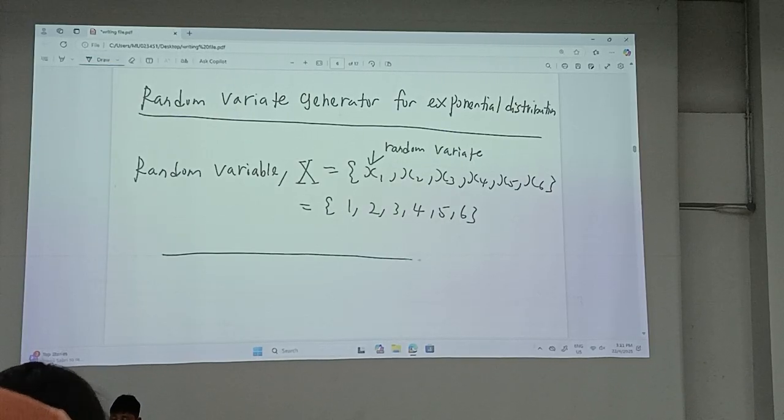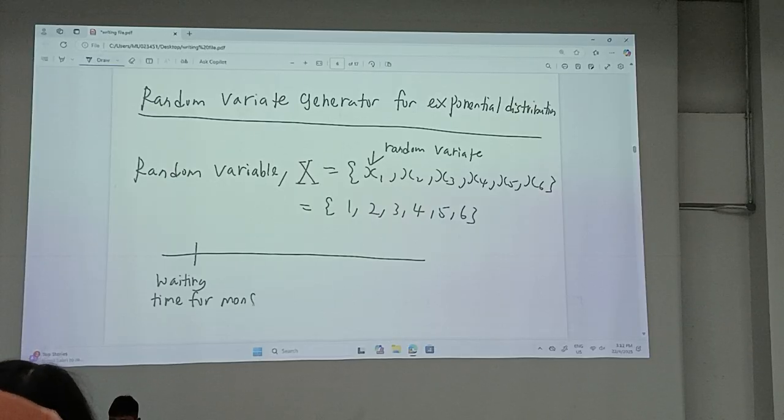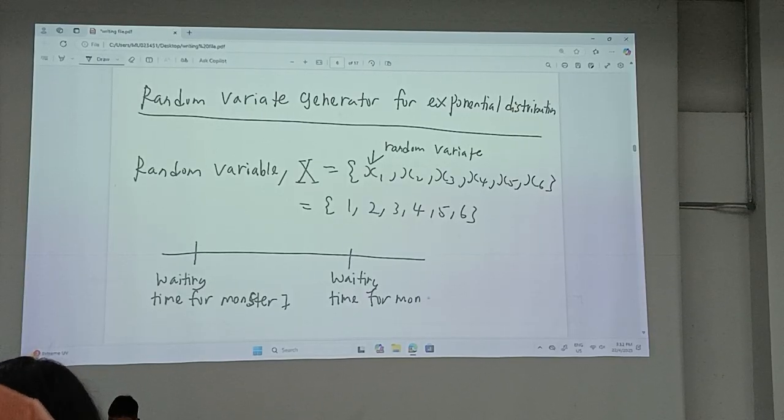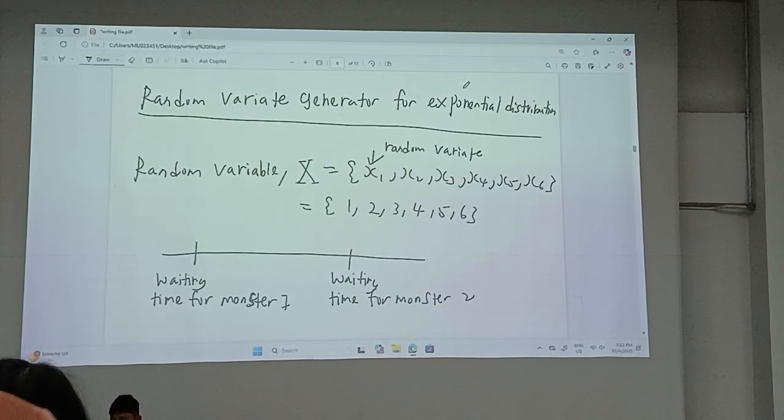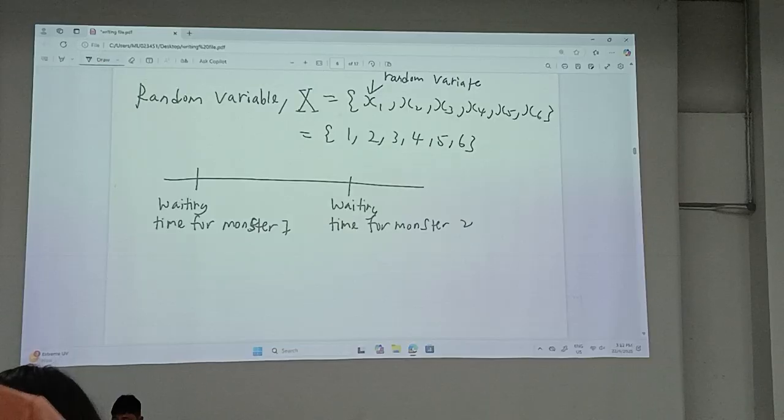When you play a computer game or whatever game, for example, there's a waiting time for monster number 1 to come out, right? And then the waiting time for monster number 2. So this waiting time is randomly generated, right? How do we generate this waiting time? The waiting time actually follows the exponential distribution. So let's go into the exponential distribution.